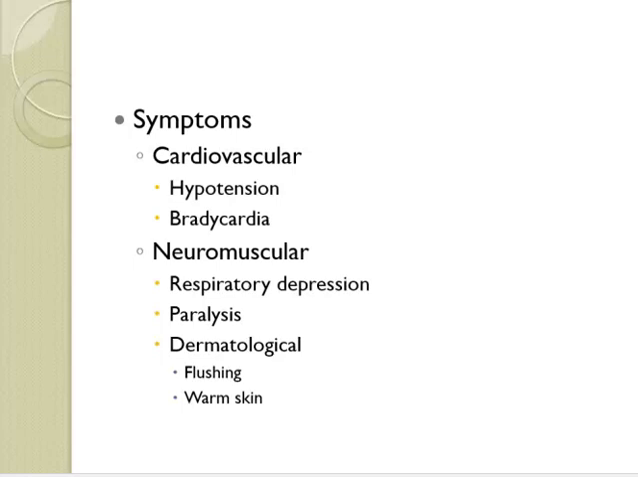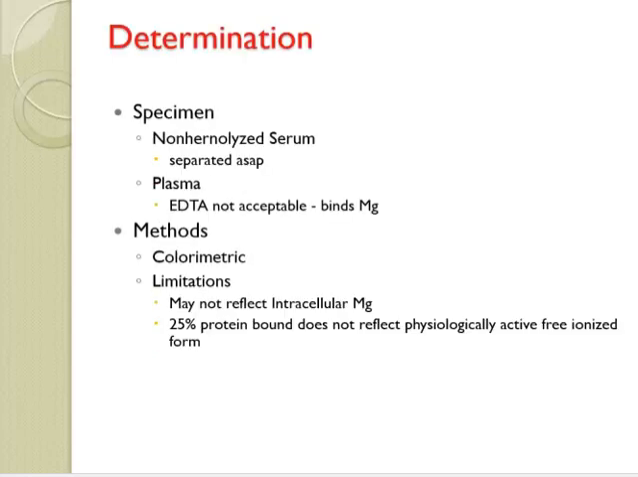Neuromuscular symptoms like respiratory depression, paralysis, and dermatological symptoms such as flushing or warm skin. Our specimens for magnesium can include non-heparinized serum that needs to be separated as soon as possible, and plasma.